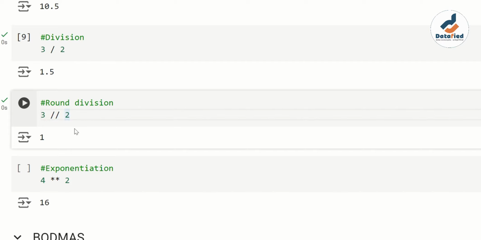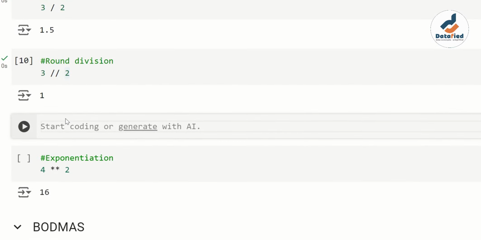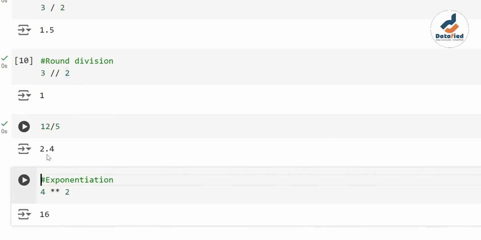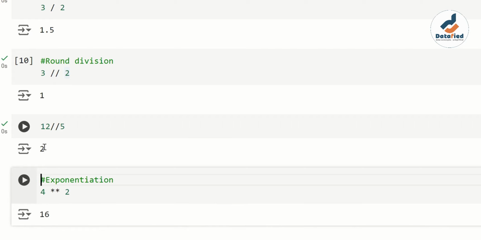So round division simply returns the whole number, the integer of the quotient, when you perform division. For better understanding, let me perform other round division operations. If you have, say, 12 divided by 5, let's look at the normal answer for 12 divided by 5. The usual division should be 2.4. But when you have double /, it gives you the integer of that division, just giving you the whole number and neglecting the decimal points. So that is what round division does.